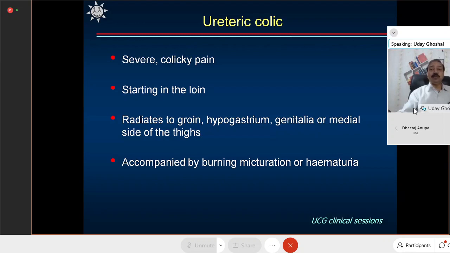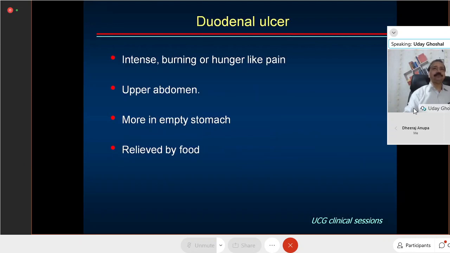And some patients may not even report to you that the pain is in the loin. He can say, my pain is in the scrotum and the medial side of the thigh. It may be because of a ureteric stone, and it may be accompanied by burning micturition and hematuria. So therefore, to localize the pain, you must ask for the associated symptom.